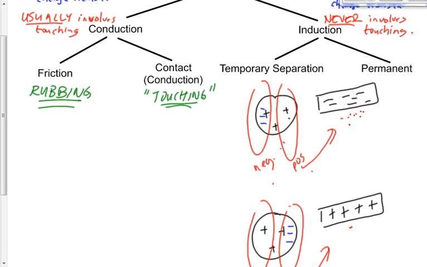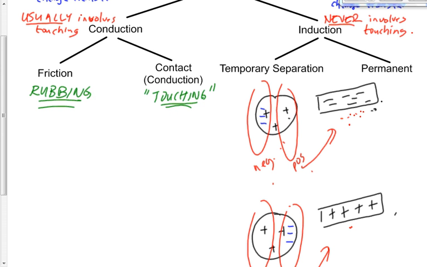One final little bit here. This is temporary, right? If I take the charging object away, in either diagram, they go back to the way they were before. The electrons spread out. How do you make it permanent? How do I make it permanent? How do I make it stay that way?